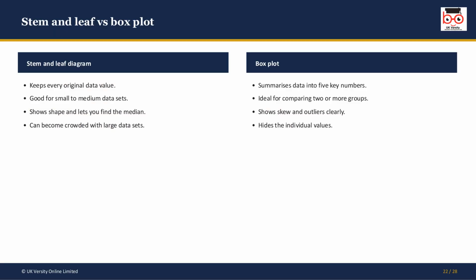It's worth weighing up the two diagrams. A stem and leaf keeps every original value, which is lovely for small to medium datasets. It shows the shape and lets you read off the median, but it gets crowded once the data gets large. A box plot instead summarizes everything into 5 key numbers, which makes it ideal for comparing 2 or more groups and for showing skew and outliers clearly, though the price is that it hides the individual values.